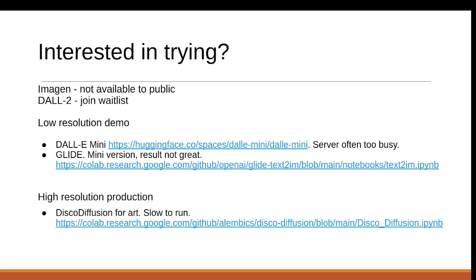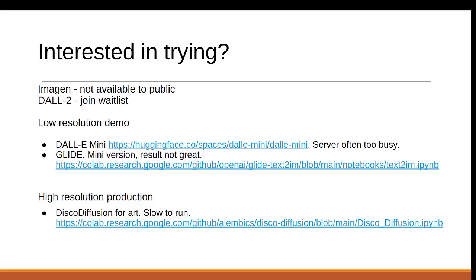So if you are interested in trying, the bad news is that Google says Imagen is not for sale. They do not plan to open it to the public. But for DALL-E 2, there is a waitlist you can join. Then they may give you a chance to try the model.